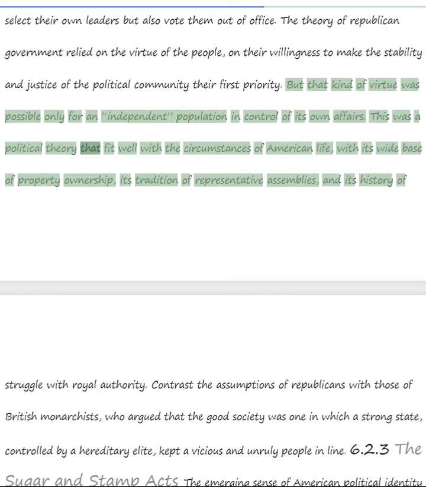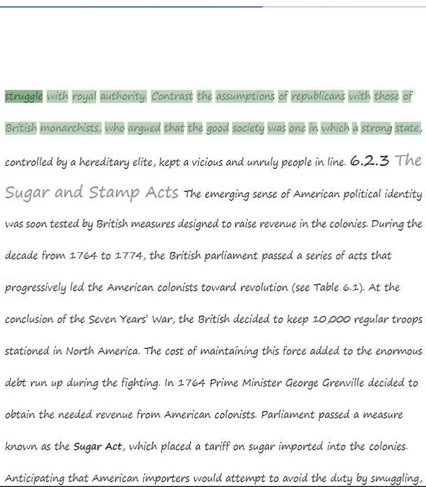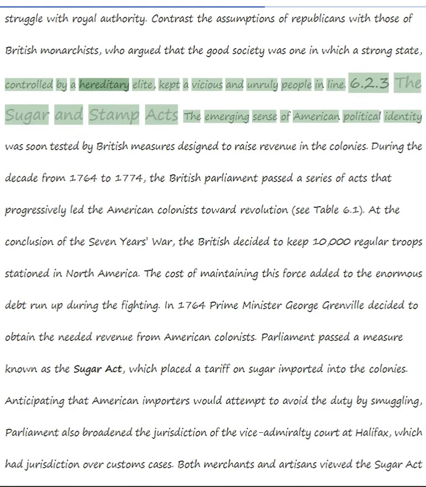This was a political theory that fit well with the circumstances of American life, with its wide base of property ownership, its tradition of representative assemblies, and its history of struggle with royal authority. Contrast the assumptions of Republicans with those of British monarchists, who argued that the good society was one in which a strong state, controlled by a hereditary elite, kept a vicious and unruly people in line.